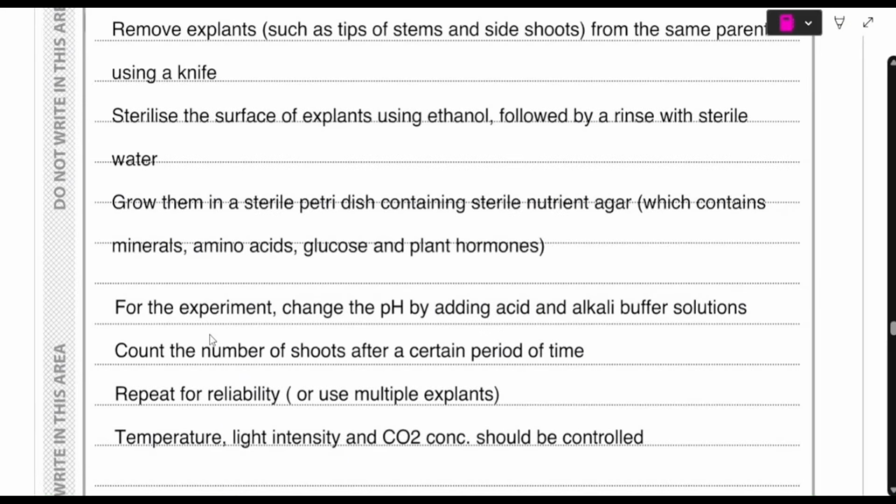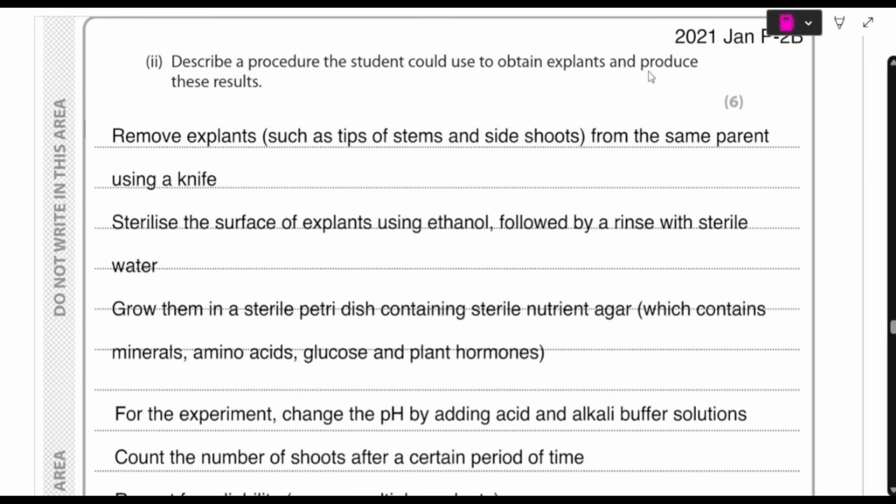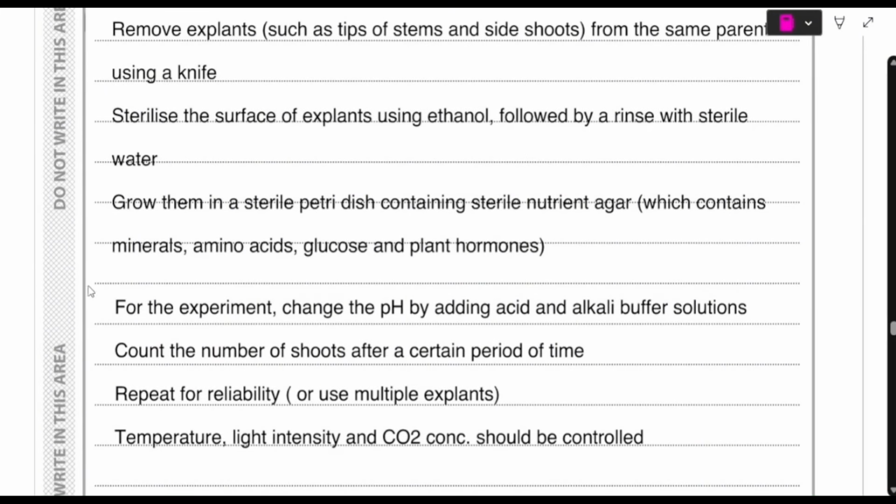So we have a buffer so the pH does not change. And count the number of shoots after a certain period. Repeat for reliability. Temperature and density should be controlled. So these points are for obtaining the results which are not given, but up to this part is the most commonly asked question, known as micropropagation. So this is the answer.